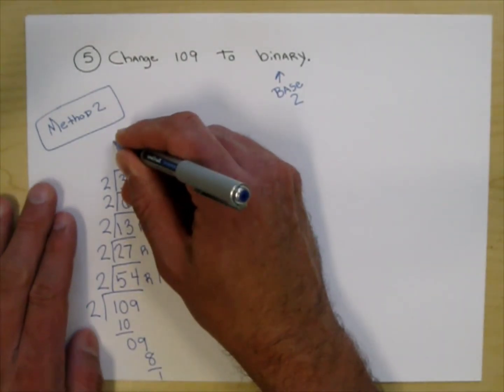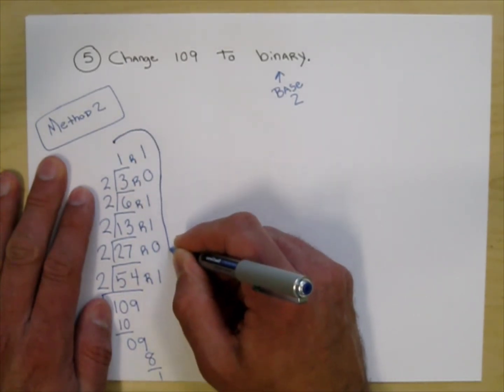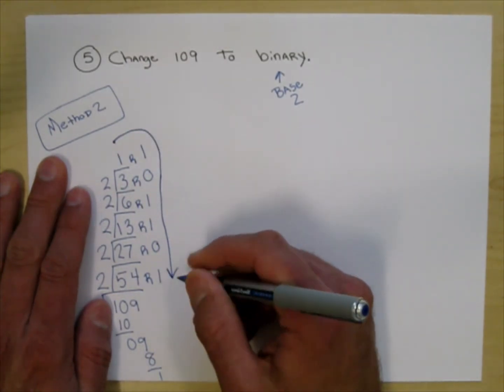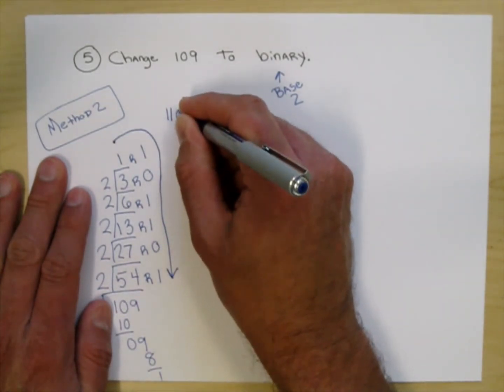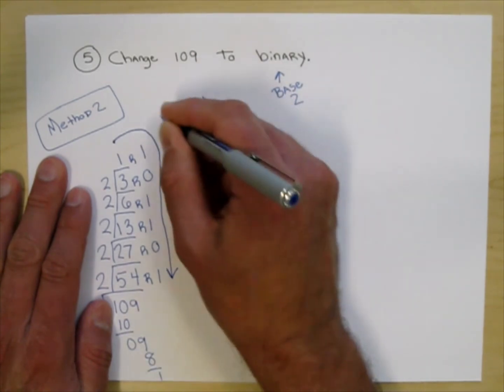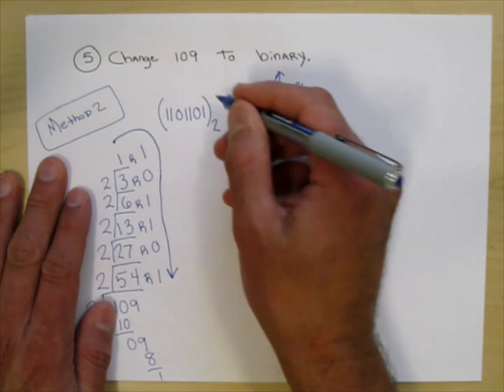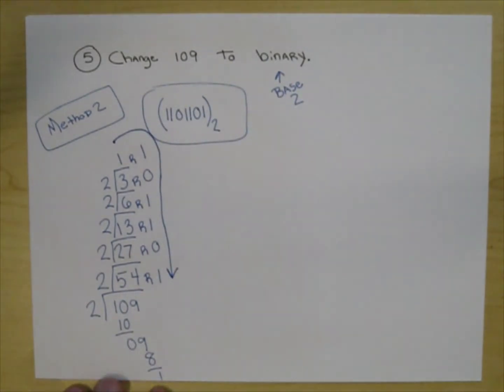And you start off at that top 1, 1, 1, 0, 1, 1, 0, 1. So let me write that down. So this is 1, 1, 0, 1, 1, 0, 1. There's your binary for the number 109.